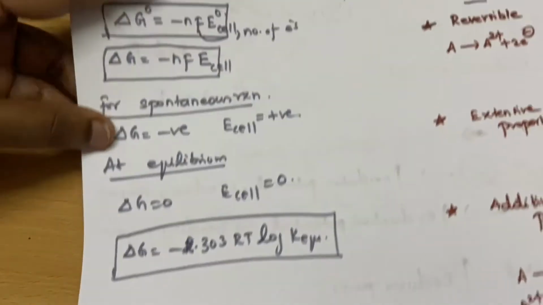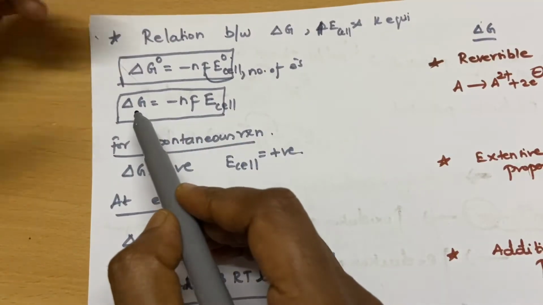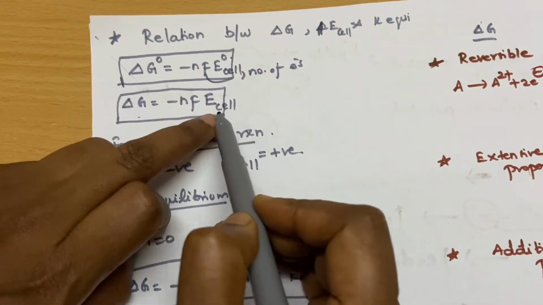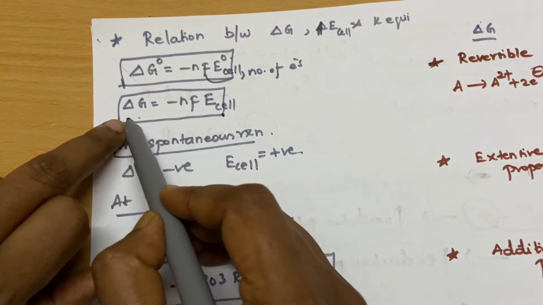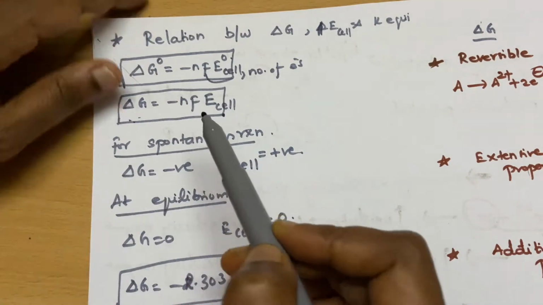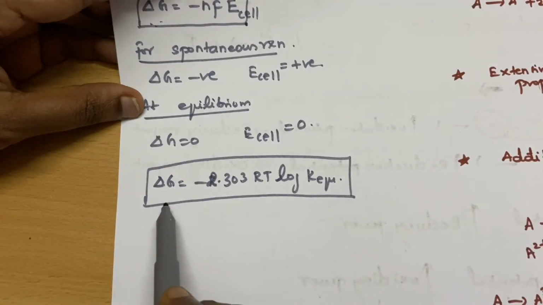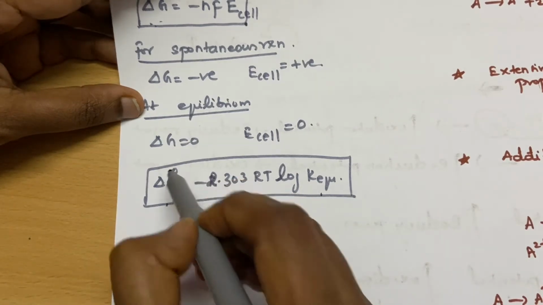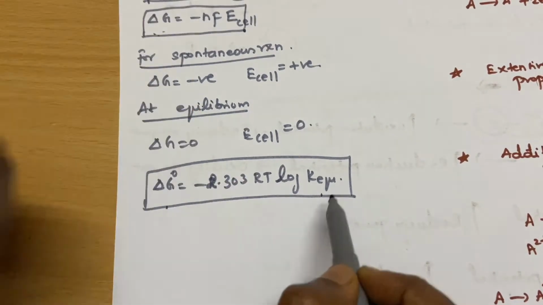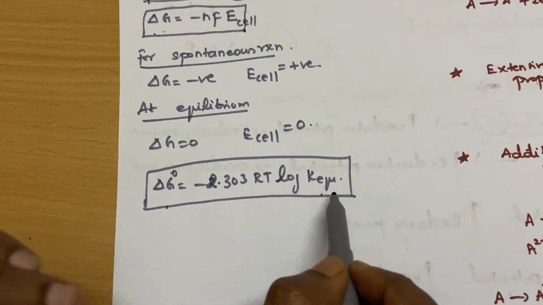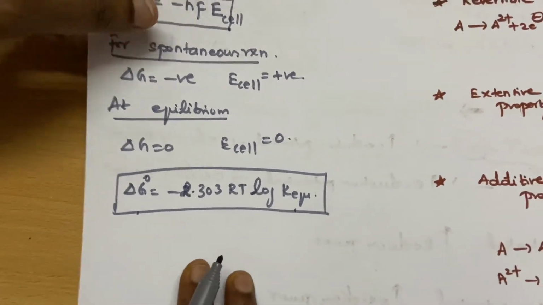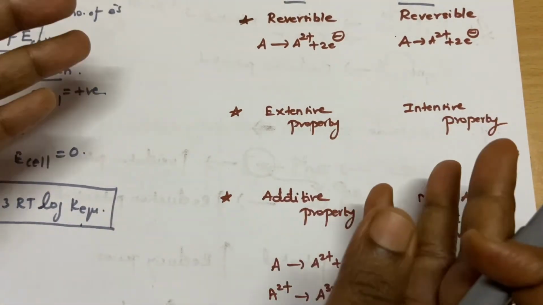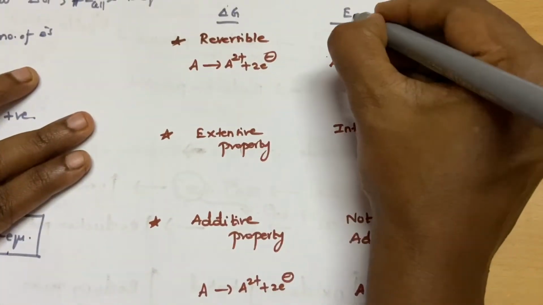When the change in Gibbs free energy is given, you can find out the EMF of the cell, or if you know the EMF of the cell, you can find out the Gibbs free energy using this equation. And if you know del G naught, you can find out the K equilibrium, the chemical equilibrium constant of the reaction. One more important thing, you need to know some properties of the Gibbs free energy and the EMF of the cell. So what are they?